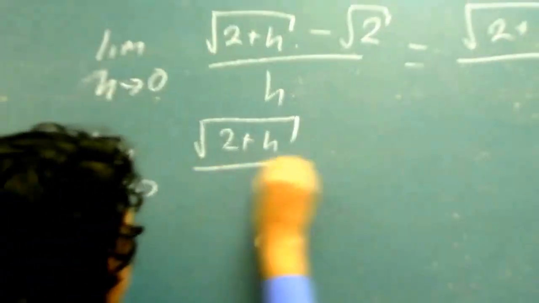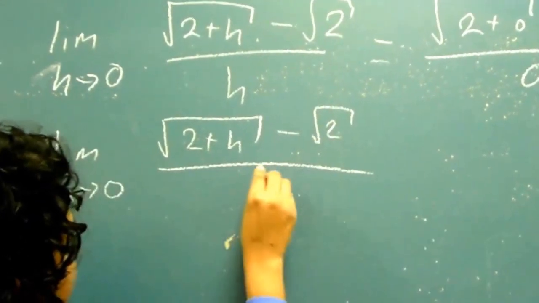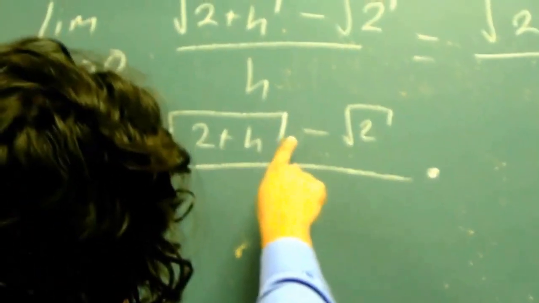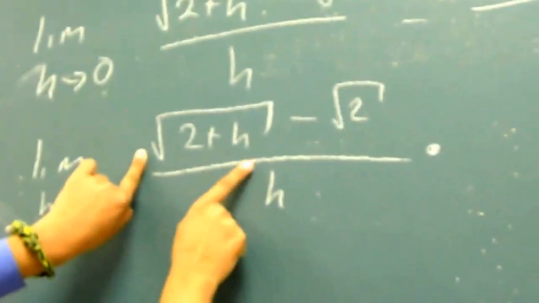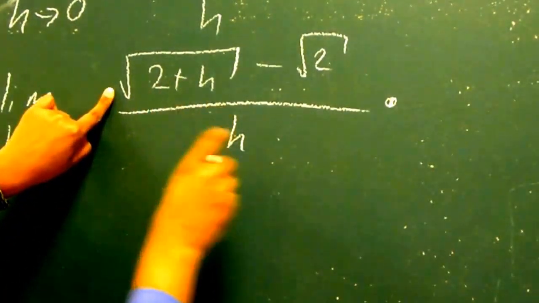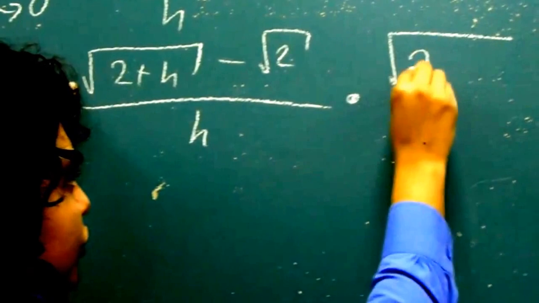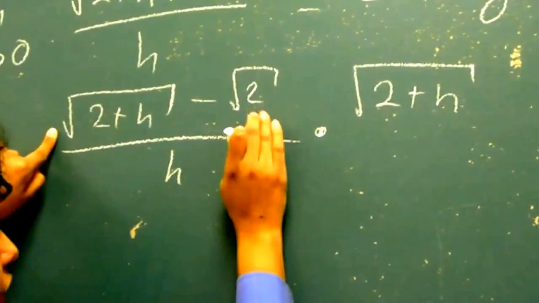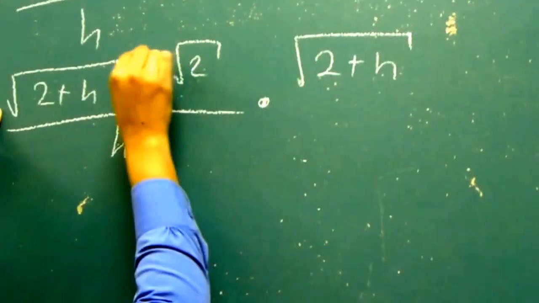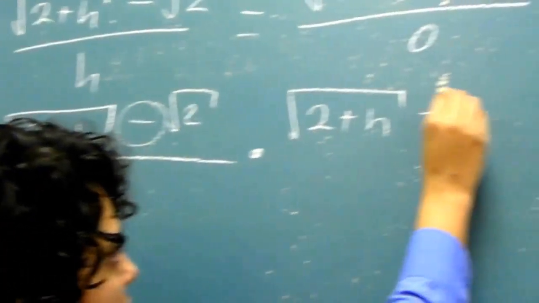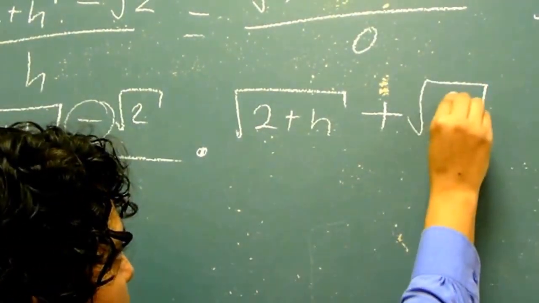So you have the square root of 2 plus h minus the square root of 2, divided by h. And what do I mean by conjugate? On the top we have the square root of 2 plus h minus the square root of 2. So we are going to take the conjugate of that. We have two terms. The first term is the square root of 2 plus h, and then we have a negative square root of 2. The conjugate means that we change the sign in between those two terms to the opposite, which is a plus. And then we have the square root of 2.